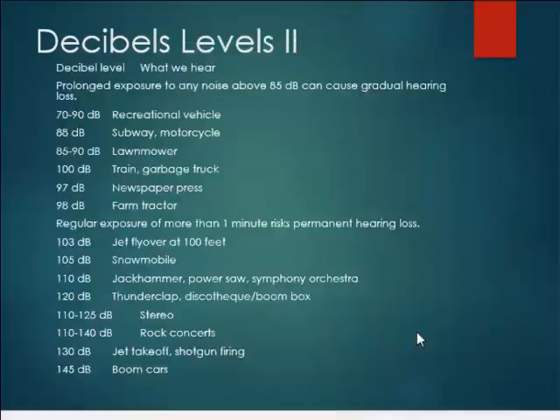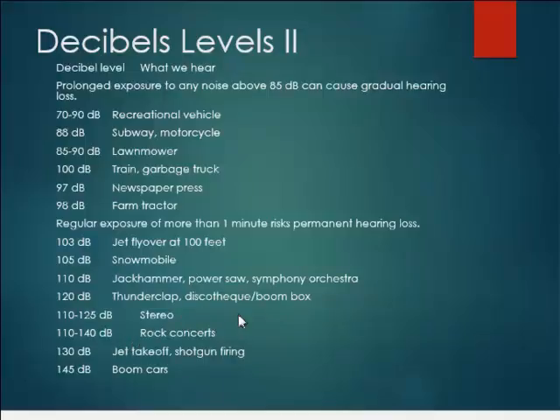So the next thing I want to show here are some various decibel levels and how they compare. Again, there's a kind of a warning. Any prolonged exposure to 85 decibels or higher can cause gradual hearing loss. So notice a recreational vehicle 70 to 90, subway or motorcycle about 85, lawnmower about 85 to 90, train or garbage truck about 100, newspaper press, farm tractor, and so on. And above 100 decibels, exposure of more than 1 minute risks permanent hearing loss. A jet flying over at 100 feet is about 103.